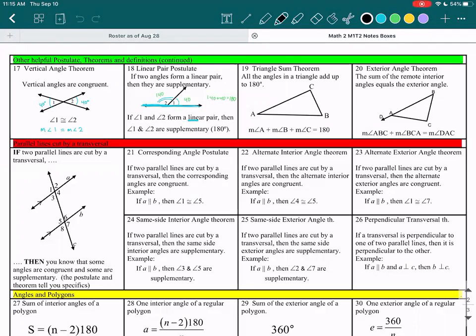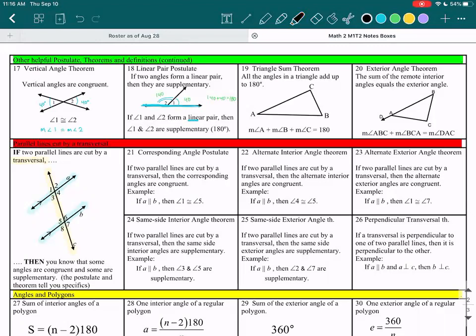If two parallel lines are cut by a transversal, right over here, let me highlight the parallel lines in, I guess, blue, because that's what it is. This one, line A, and this one, line B, are parallel in this picture. So if two parallel lines are cut by a transversal, this is your transversal. Let me highlight it in yellow. This is the transversal. Then you know that some angles are congruent and some are supplementary.